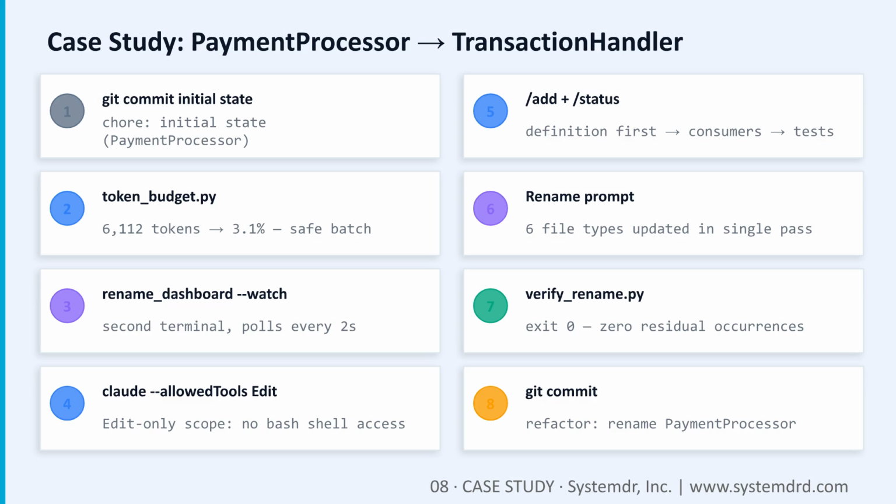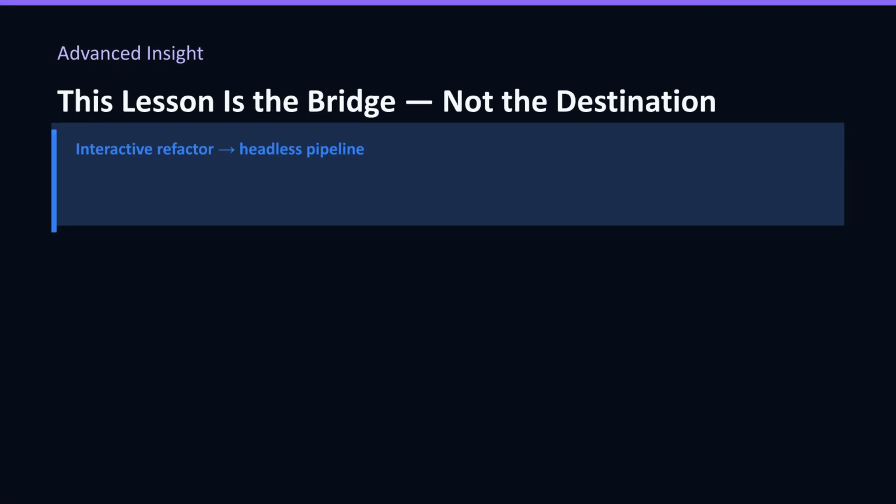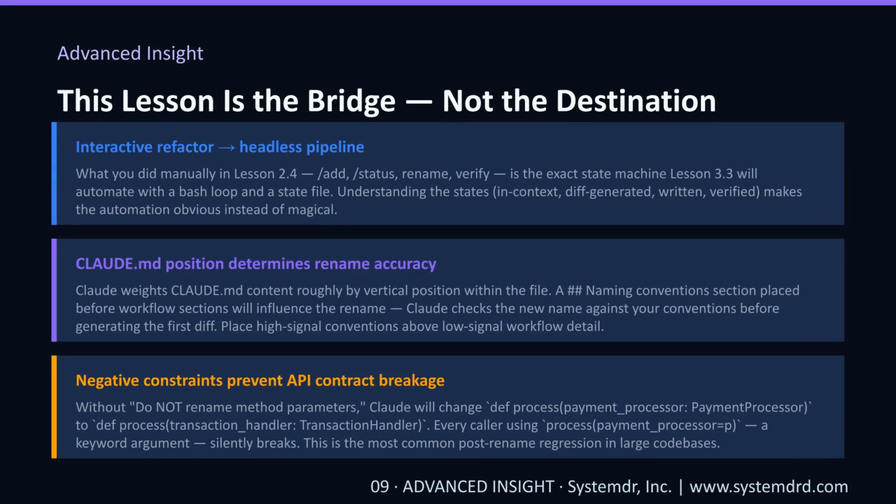Commit initial state, run token budget check, monitor with rename dashboard, execute the rename with allowedTools, load files using /add and /status, apply the rename prompt, verify the rename, and finally, git commit. This lesson is a bridge to the headless pipeline. The manual steps here are the exact state machine.